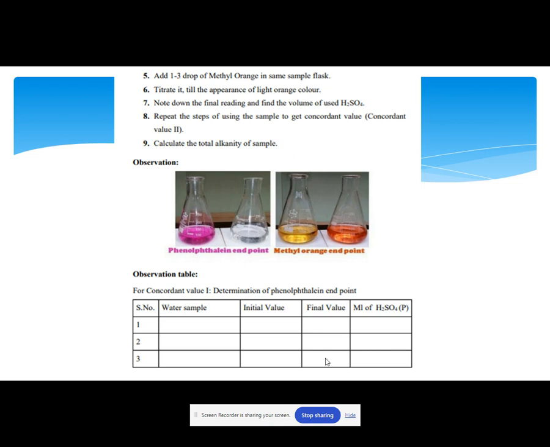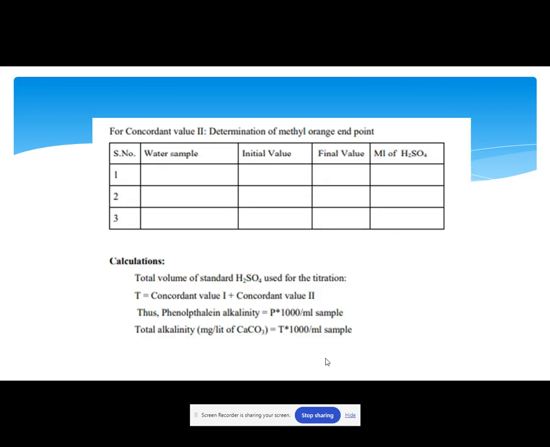So we repeat the experiment for the phenolphthalein endpoint 3 times minimum, or till concurrent readings appear, and for the methyl orange endpoint till concurrent readings appear. After that, we will calculate the total alkalinity of the given water sample using the calculation, in which we add both values for the phenolphthalein endpoint and methyl orange endpoint.